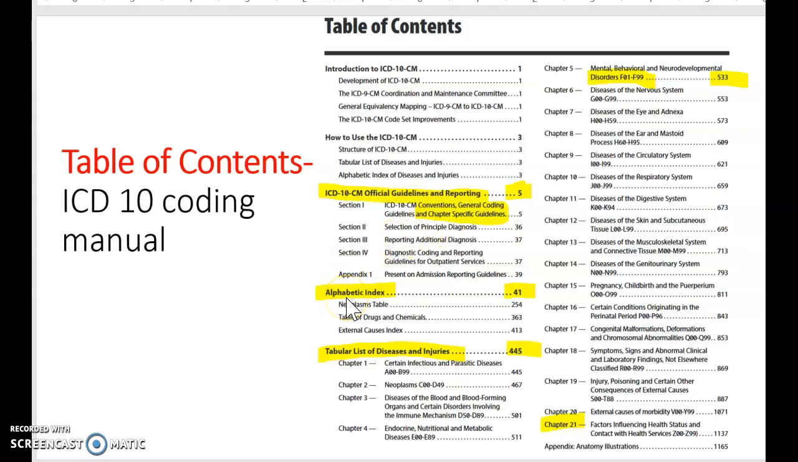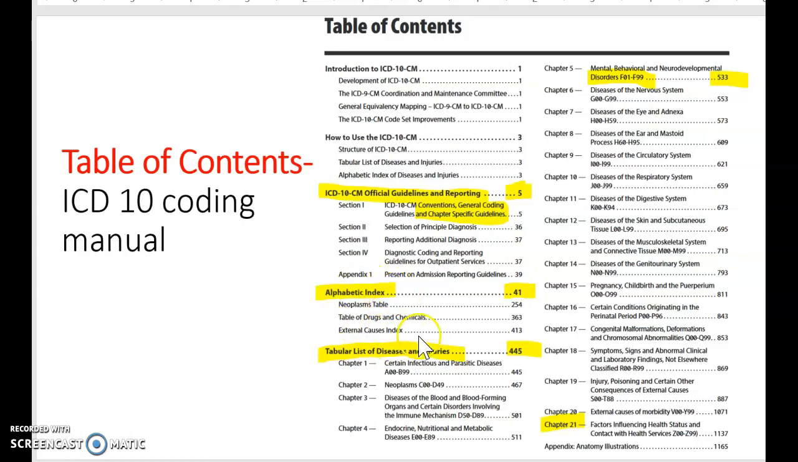Then you have to find the codes in your alphabetic index, which is divided again into a neoplasm table for coding any kind of growth, cancer, or neoplasms, and a table of drugs and chemicals for coding any kind of drug poisoning, chemical poisoning, and situations such as those. The external causes index is for any kind of injuries and accidents that are coded using this table.